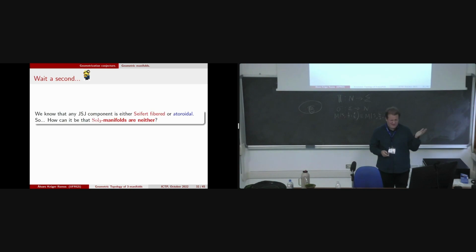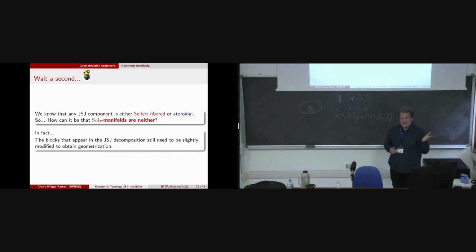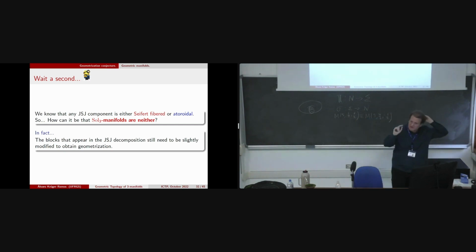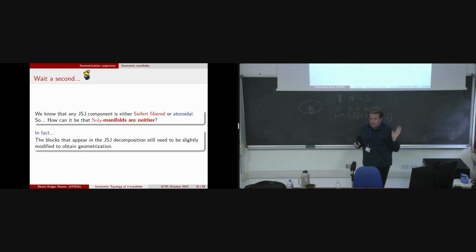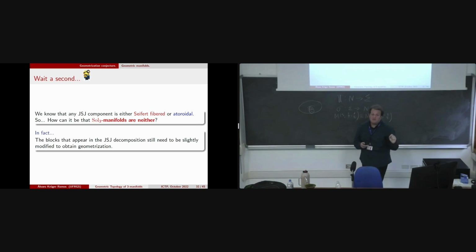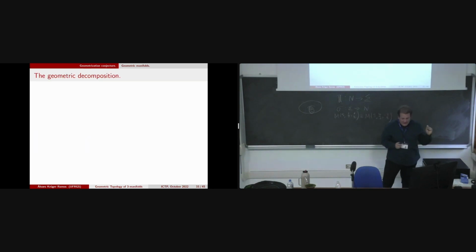So what's going on? Actually, the blocks that appear in the JSJ decomposition are not going to be the geometric blocks. We need to deal with one special case. We need to modify this case to obtain geometrization on the blocks.